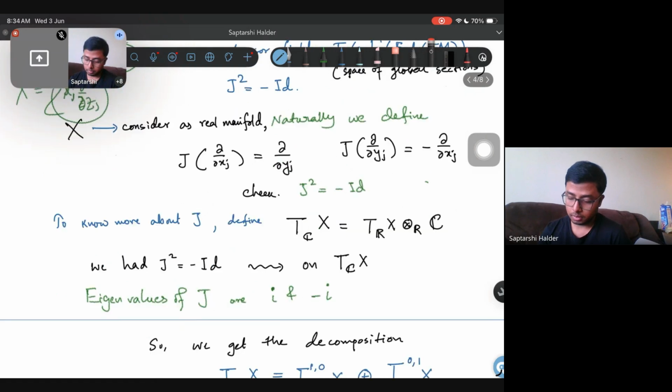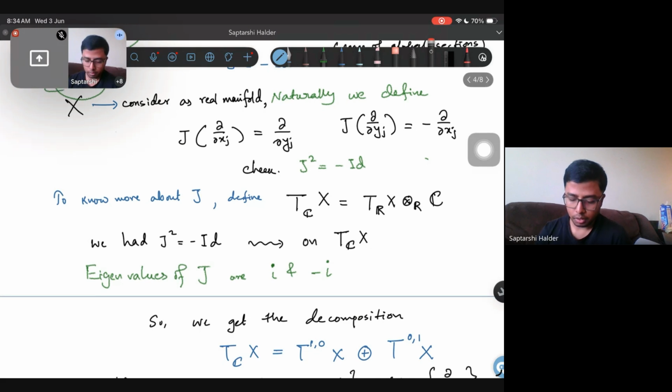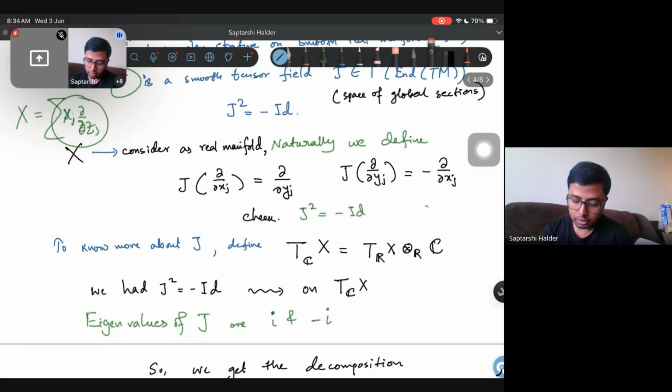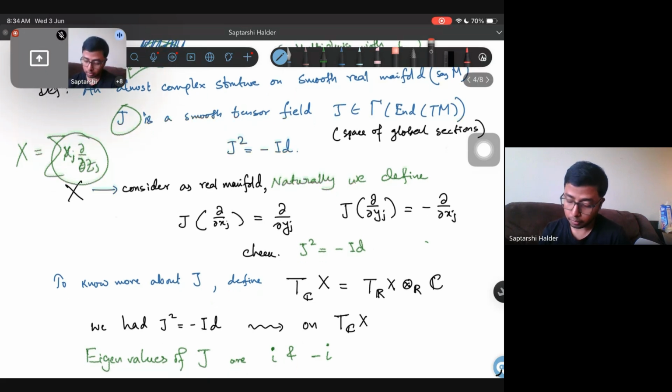Any questions so far? If not, let me proceed further. So what we have is an almost complex structure J, and we call it almost complex if this thing holds, meaning J square is equal to minus identity.